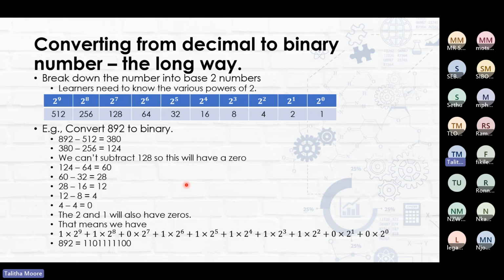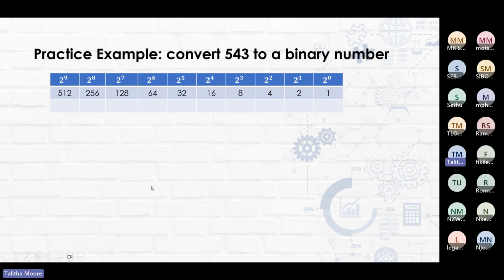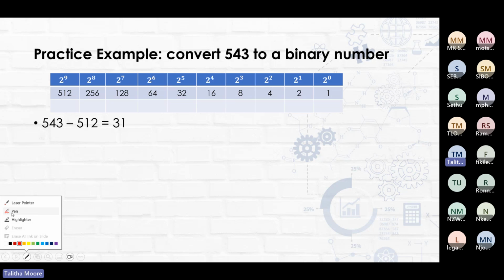Now, we can also go practice this. So shall we do it together? Let's do it together. Okay, I've done the steps. So the first step is, but I do want to grab a pen quickly. So the first step here is to say 543, which is what we're converting, minus 512 is doable.